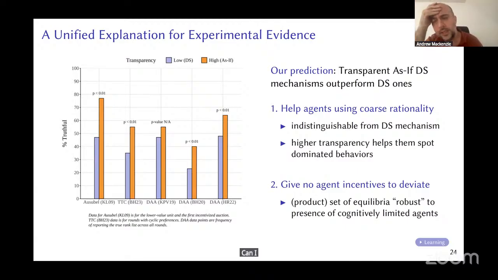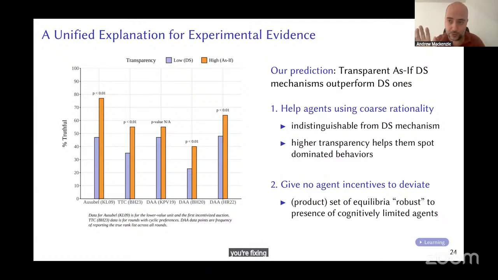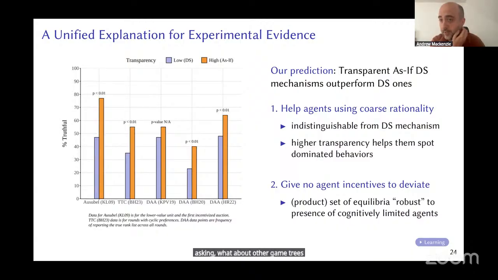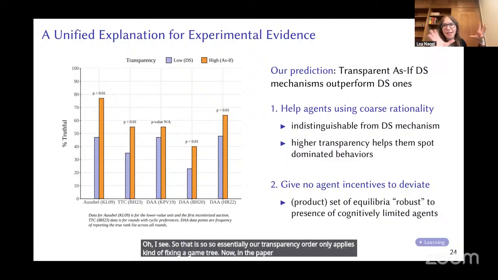Can I just follow up on that? With the fixed social choice rule that Ausubel implements, you are fixing the game tree in comparing coarsening the information sets. But maybe Inku's asking, what about other game trees? Oh, I see. So essentially our transparency order only applies fixing a game tree. Now in the paper we extended to a slightly larger class of mechanisms as well, but we don't really want to take a stance on whether you should choose one of two completely different game trees with different levels of transparency. That is not something that we're able to compare right now.